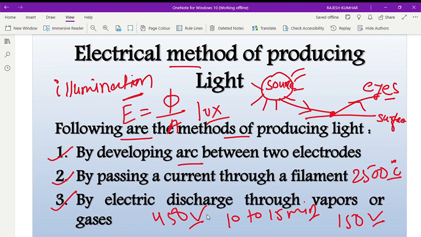So how do we improve the power factor? By connecting a capacitor across the supply, we can enhance the power factor. So these basically work that way.